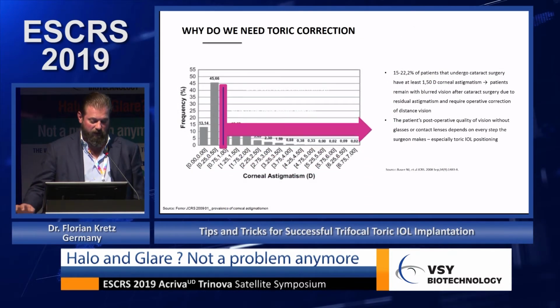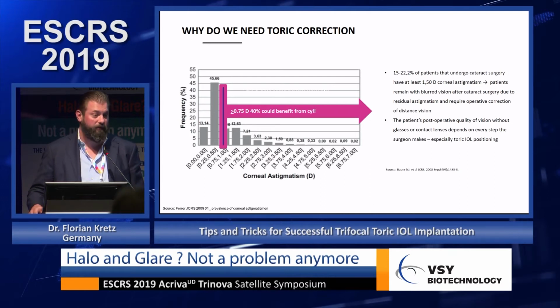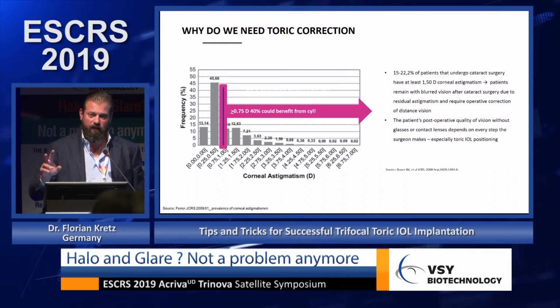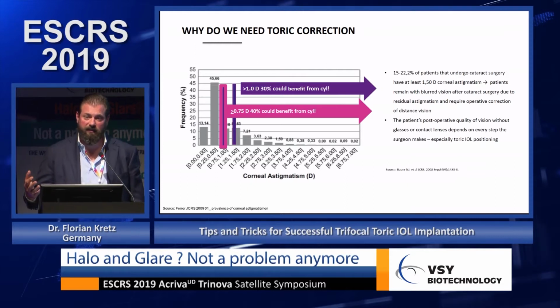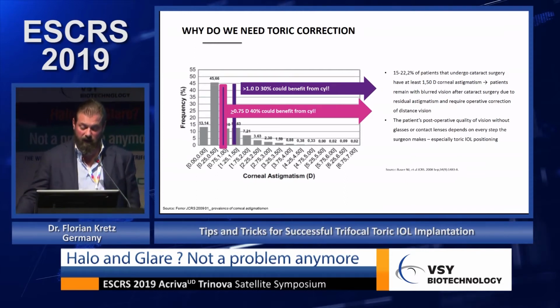So if we just look at what we can correct, we would have 40% of patients with an astigmatism greater than 0.75 diopters that would already benefit. And if you saw the slides before, in the first or second presentation, there was a patient with 0.75 diopters astigmatism who had a little bit less uncorrected visual acuity. And if you go a bit higher, to 1 diopter, it's already 30% that can use a toric correction.